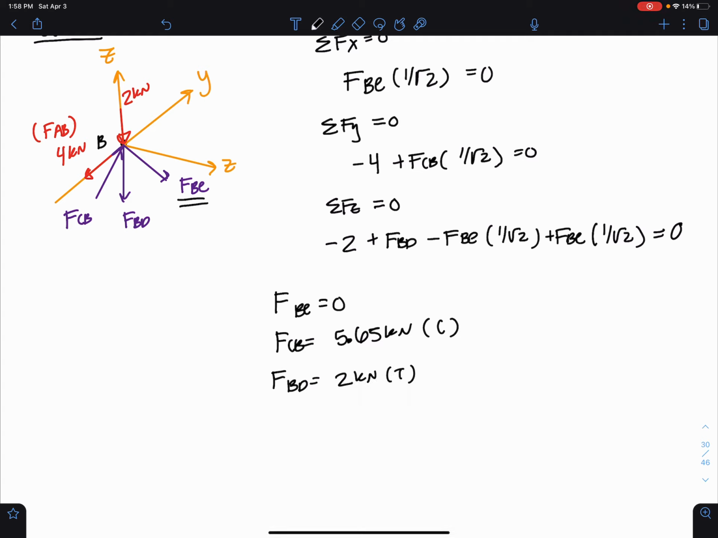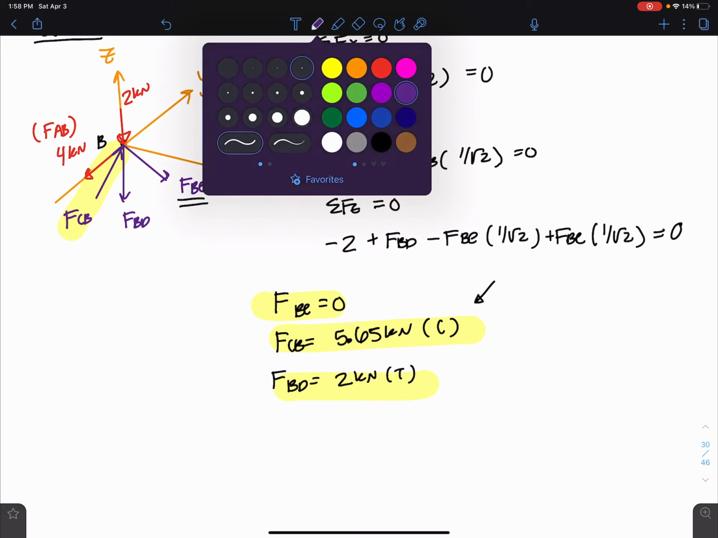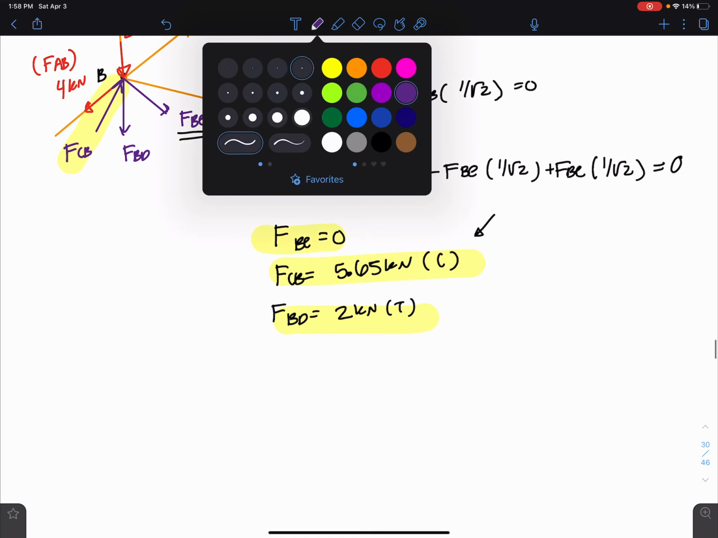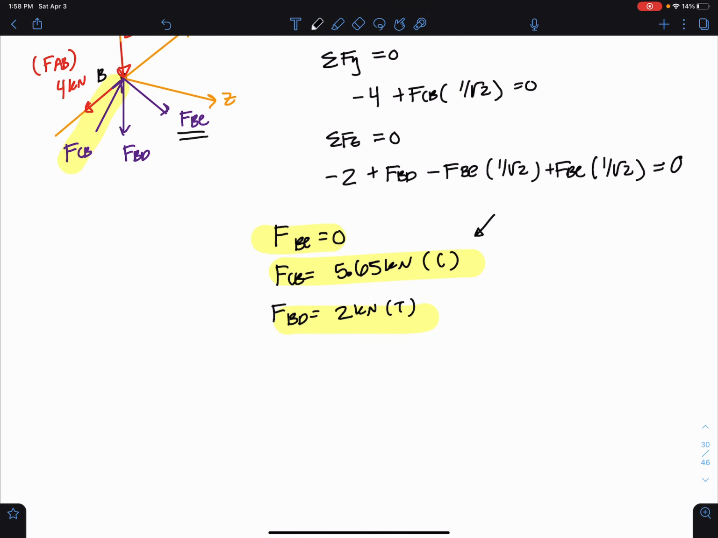Now, this is what I wanted to show you about picking the direction. So I got a positive value here, but that's because I drew the force going into the joint in compression. If I had drawn it the other direction, I would have gotten a negative, which means I assumed incorrectly, which means it needs to be going into the joint. So no matter how you draw it, you'll always get the right answer if you just keep track of your signs.